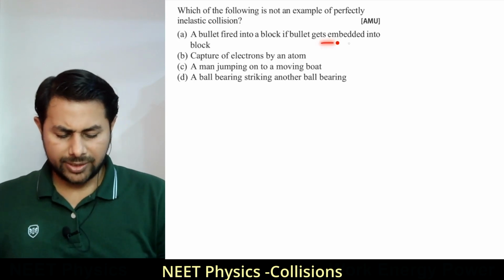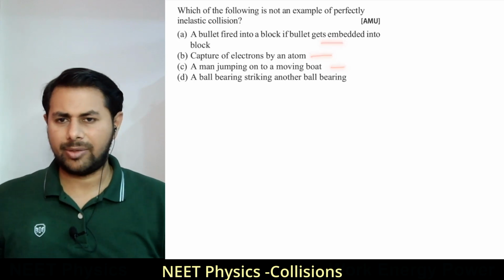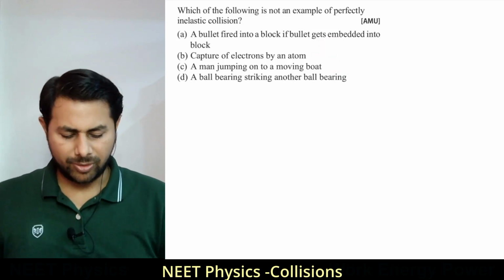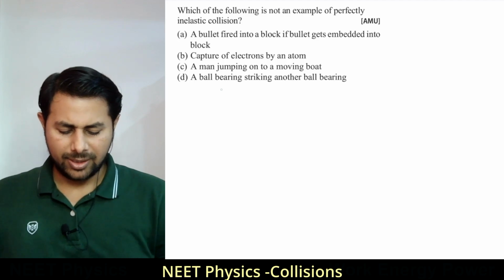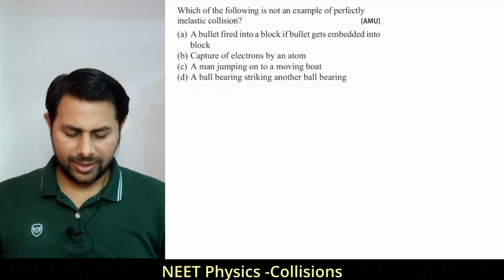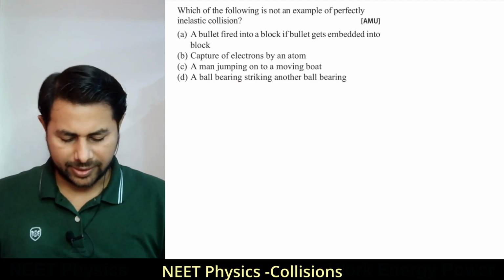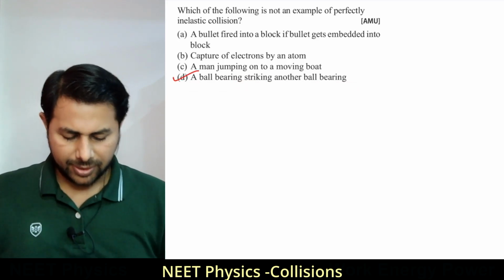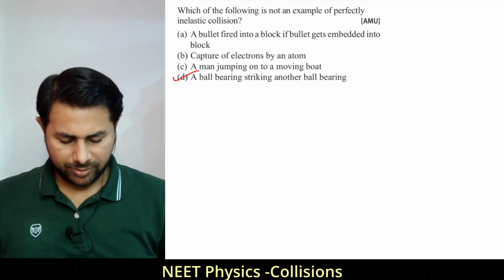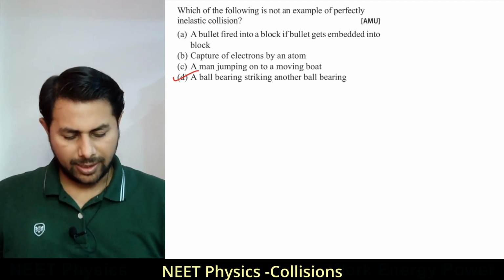Yes. So two bodies moving together is perfectly inelastic, or more or less we can say perfectly inelastic. But here in option D, clearly a ball bearing striking another ball bearing is not perfectly inelastic, right? So it's option D. That question is very simple, right?